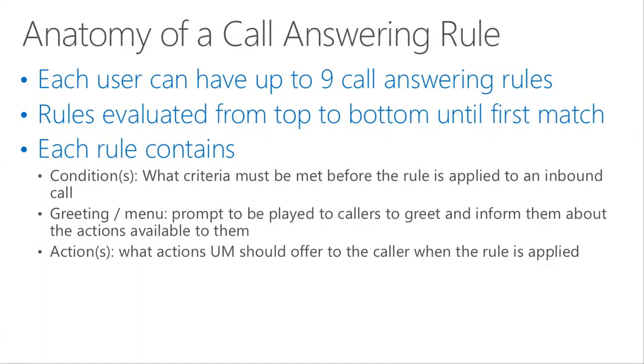So when you look in the Exchange control panel at the rules for a user, the first one will be the first one that's tested. As soon as the system finds a match of condition, then it's going to apply that rule. So the order actually does matter a lot. In the same way that if you have an Outlook rule that doesn't say stop processing rules, you may have more than one rule executed on the same message. Sometimes that's what you want. Sometimes it's not. So 9 rules, each one of which has one or more conditions, a greeting that gets played, and then an action that should be triggered when the user makes that choice or when that rule is applied.